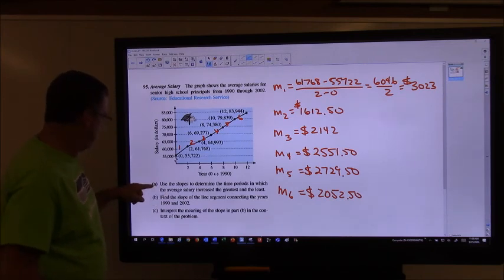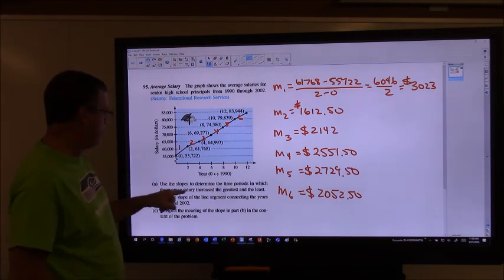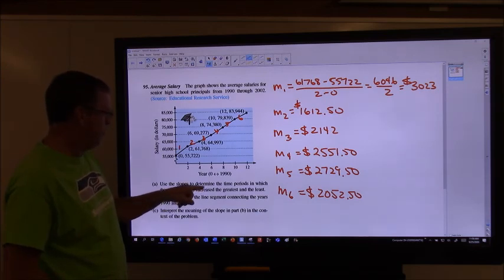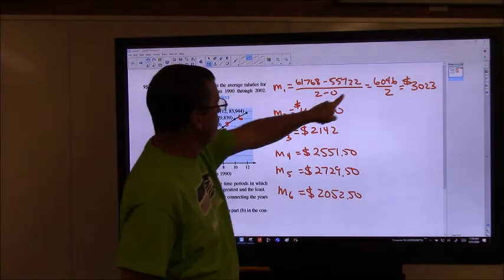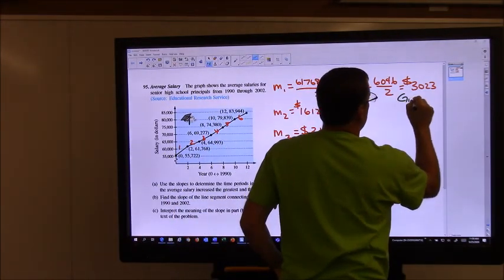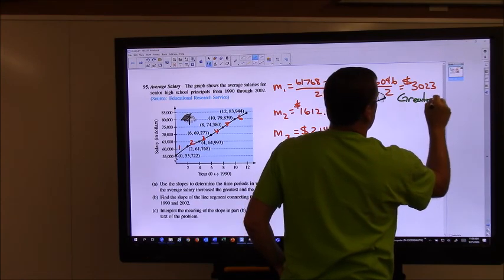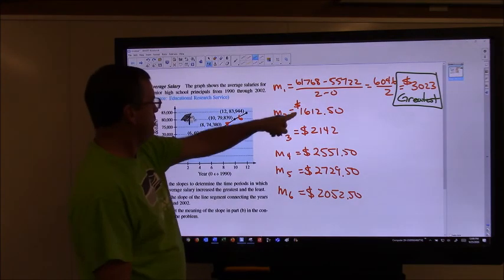So the first question says, use the slopes to determine the time periods in which the average salary increased the greatest and the least. All I've got to do is look at these numbers and say, there's the largest one right there. So this is our greatest increase right there. And then the least, here's the smallest one.